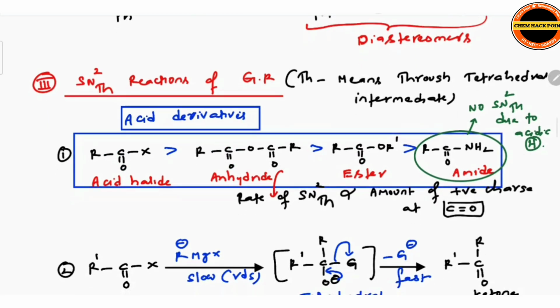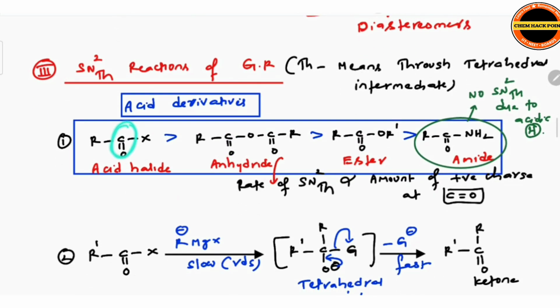If you observe, here there is more positive charge at CO, so the rate of SN2TH is higher compared with the remaining two. Here even the oxygen lone pairs have a +M effect. It can give electrons to the C double bond O because of the +M effect of the other group, so the positive charge on the carbonyl group decreases. Here also the same, on this side and the other side the +M effect decreases it. So here there is acidic hydrogen. Actually, this particular amide will not show SN2TH.